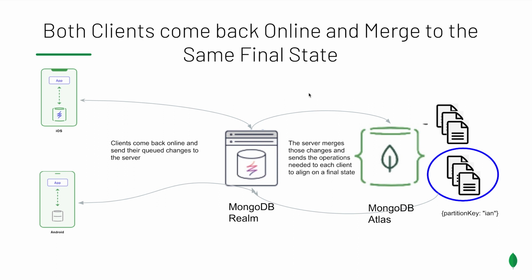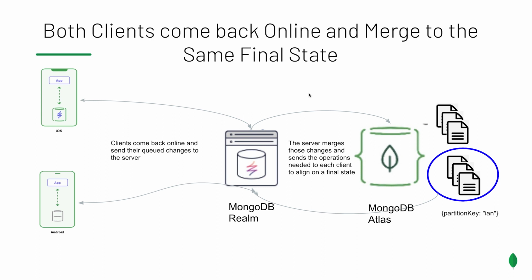And when they come back online, it'll send those operations to the sync service. The sync service will merge those conflicts and then send the operations down to each of those clients so that they merge deterministically to the same end state, as well as the same state that is on Atlas.